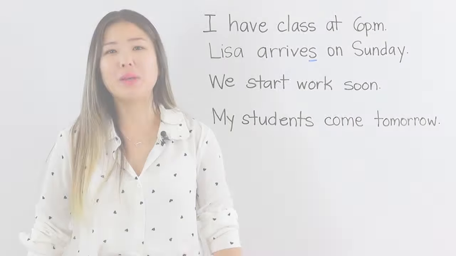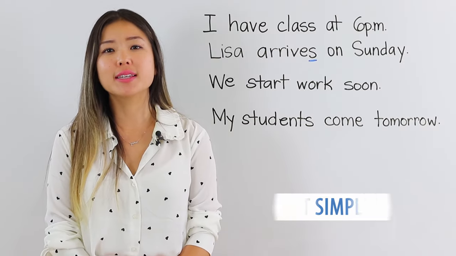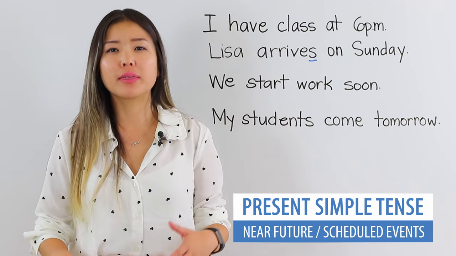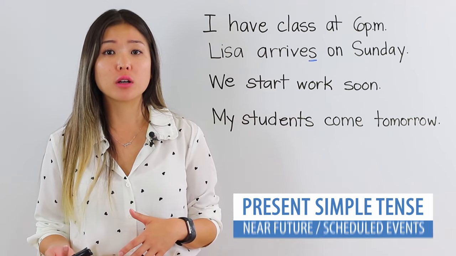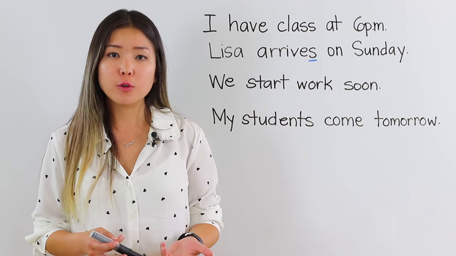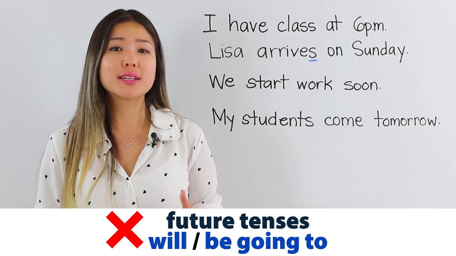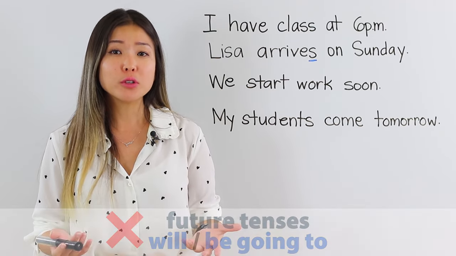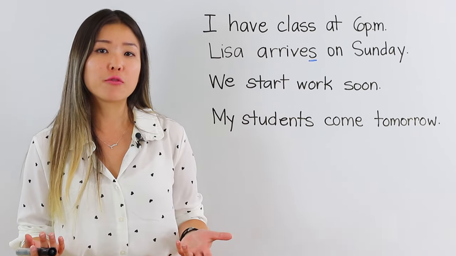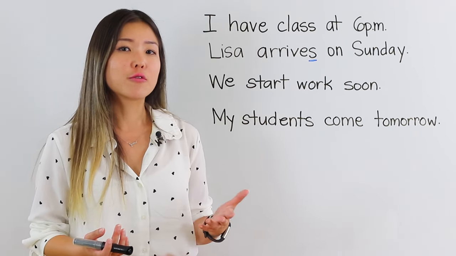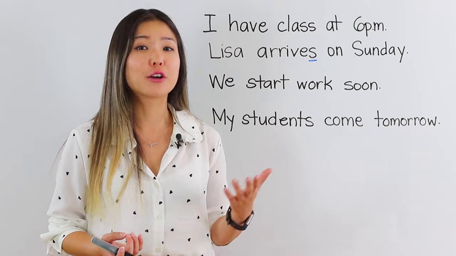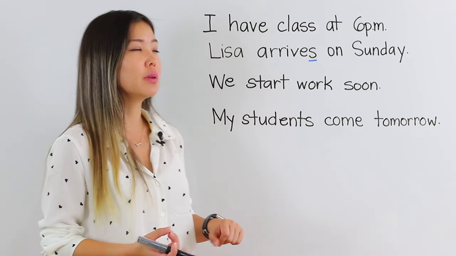Let's move on. Speakers occasionally use the present simple tense to talk about something that will happen in the near future. Now, this can be a little confusing, but we're not using the future tense. We're using the present simple tense. It's possible to do that, and it's actually common for people to do that. Again, for something that will happen in the near future. Let's look at the examples.